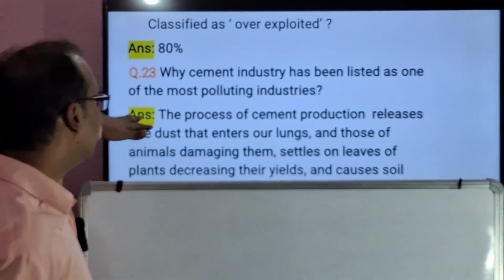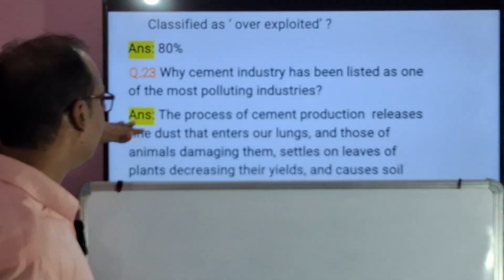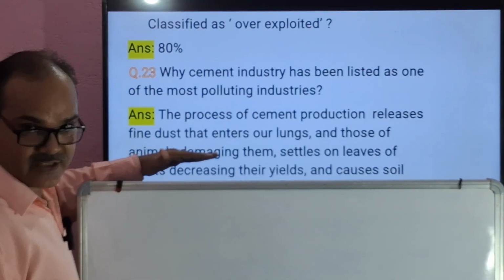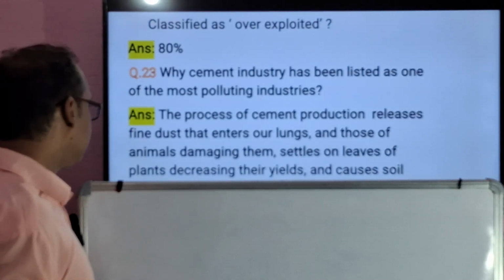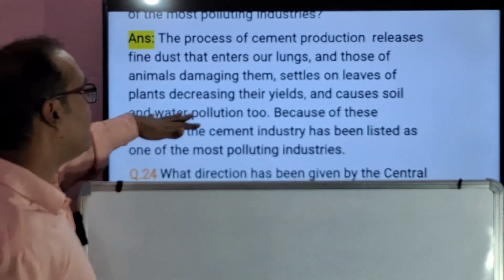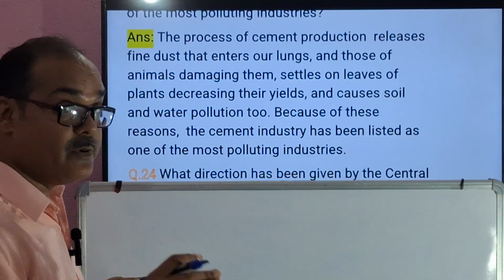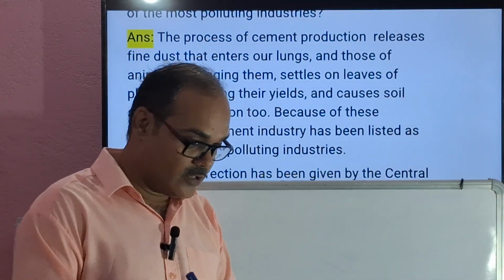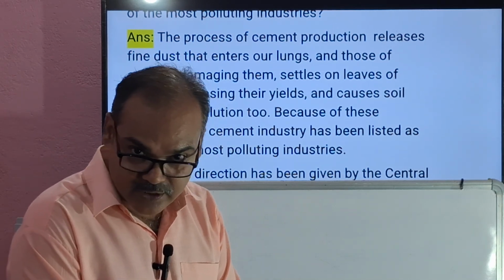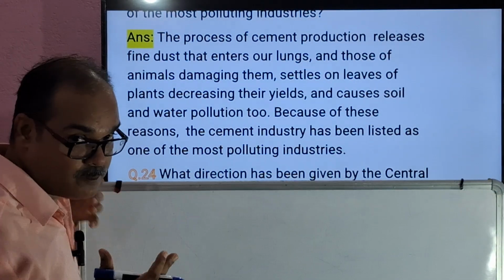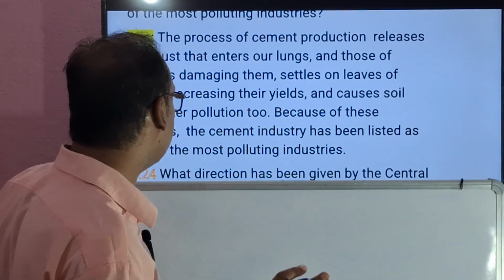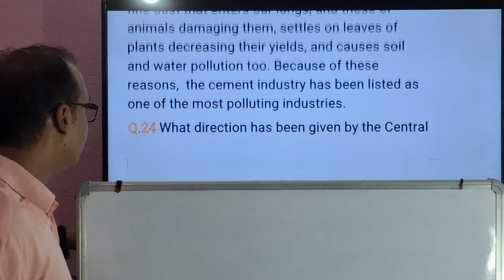Next, why has the cement industry been listed as one of the most polluting industries? Very simple answer. The process of cement production releases fine dust that enters our lungs and those of animals, damaging them, settles on the leaves of plants, decreasing their yields, and causes soil and water pollution too. So because of cement industries, the human beings are suffering, animals are suffering, plants are suffering, right? So all these things are happening and water pollution definitely. So because of these reasons, the cement industry has been listed as one of the most polluting industries.